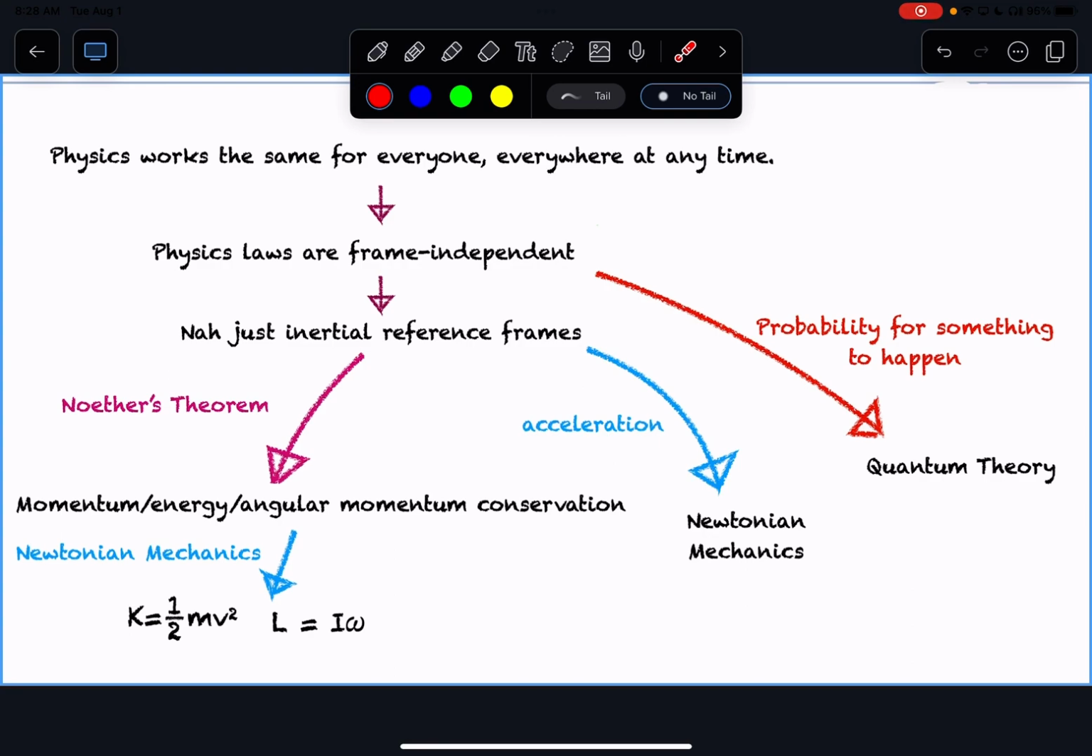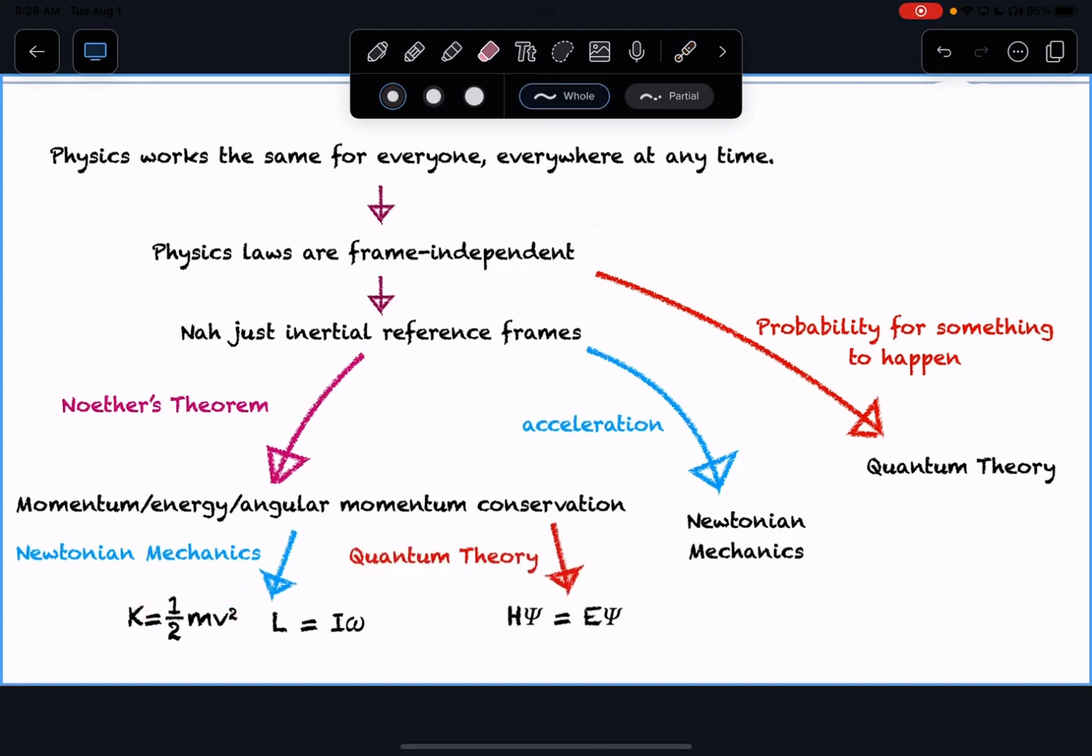So if you use this framework, then it's still going to have these conservation laws because you still have a symmetry. It's just that the conserved quantity will look different. In Newtonian mechanics, energy looks like this, 1/2 mv squared. And if you use quantum theory, energy looks something like this: H psi equals energy times psi. H is something called the Hamiltonian. You don't need to know what that is. Psi represents the state, and this is how energy looks in quantum theory.